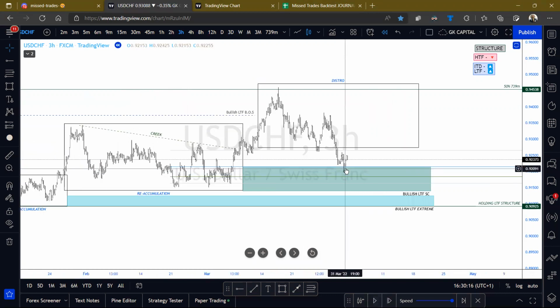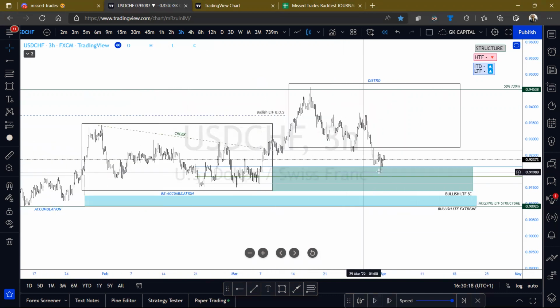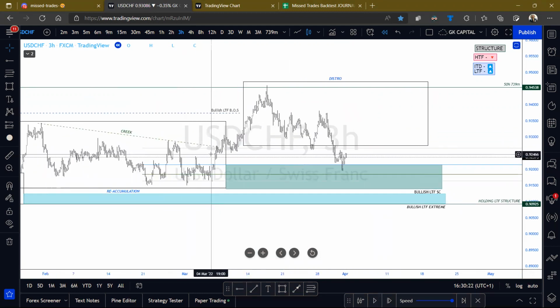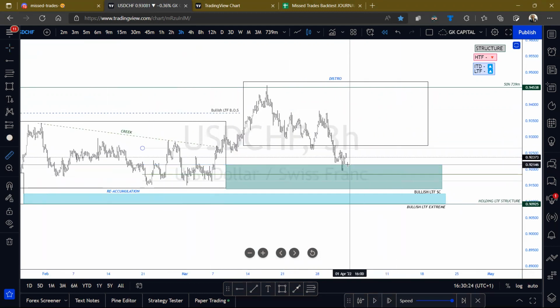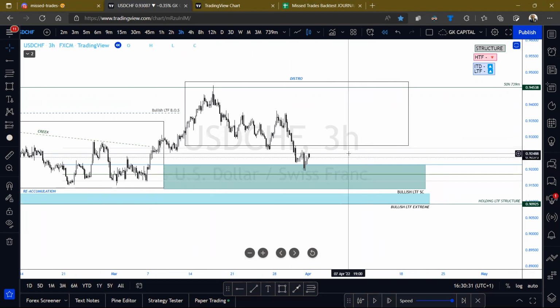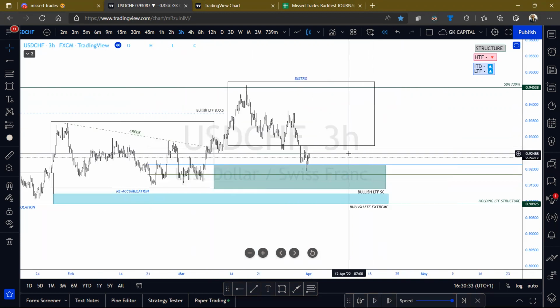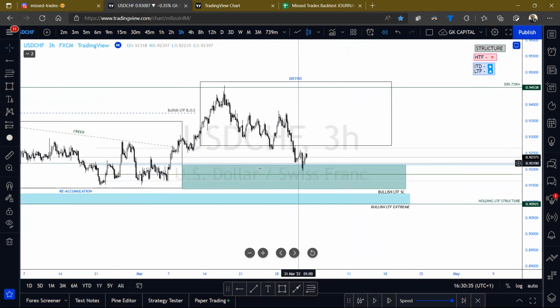Okay, so now price actually tapped into this area here. We can see it tapped into that 50% of that whole weekly candle. Unfortunately, we could not have put in an entry because it would be about a 65 pip stop loss, so I definitely didn't take that. But looking at it, we have tapped into the accumulation area within the reaccumulation.